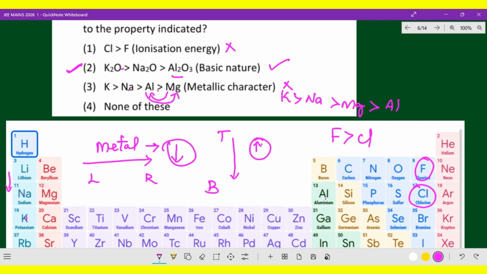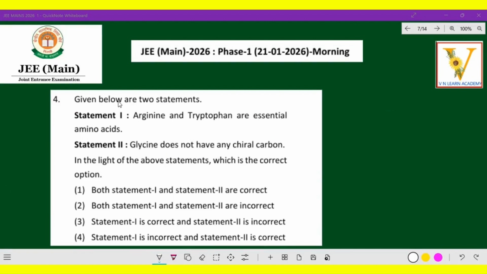Let's go to the next question. Given below are two statements. Statement 1: arginine and tryptophan are essential amino acids. It's exactly correct, they both are amino acids. Statement 2: glycine does not have any chiral carbon.